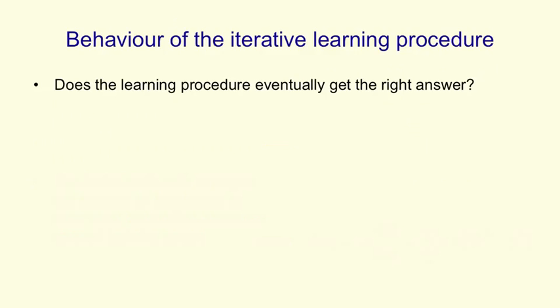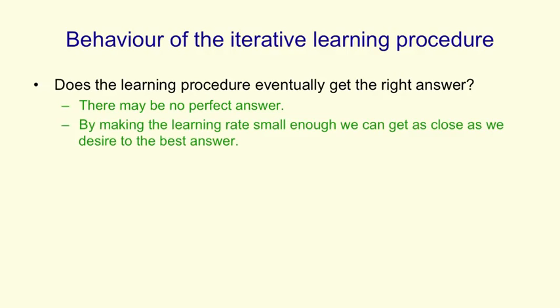Now we can ask, how does this learning procedure, this delta rule, behave? Does it, for example, eventually get the right answer? There may be no perfect answer. It may be that we give the linear neuron a bunch of training cases with desired answers, and there's no set of weights that will give the desired answer. There's still some set of weights that gets the best approximation on all those training cases, minimising that error measure summed over all training cases. And if we make the learning rate small enough, and we learn for long enough, we can get as close as we like to that best answer.